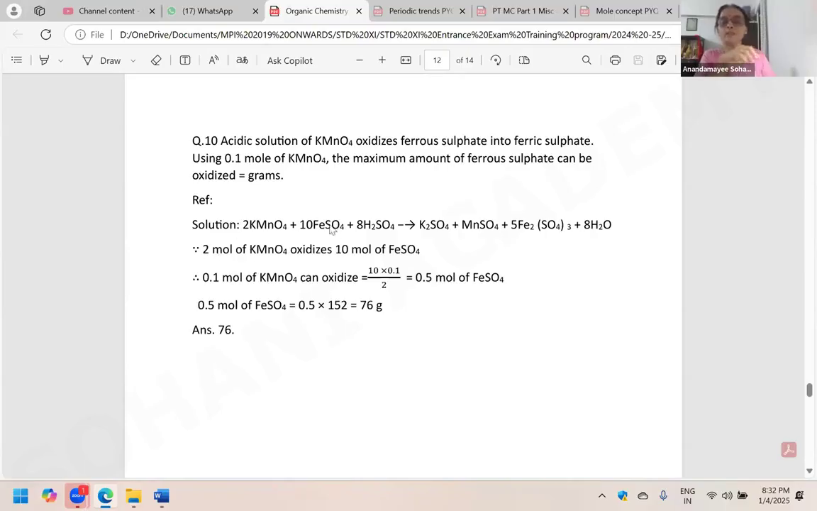Then once you know the reaction, it is simple stoichiometry. 2 moles of KMnO4 uses 10 moles of FeSO4. 0.1 mole of KMnO4 uses how much? Just compute, it is 0.5 mole of FeSO4. Find the molar mass of FeSO4. 0.5 of that is 76. The mathematical part is very easy. This is a combination. So is this a difficult question? I would say no. If you know the reaction, then the maths part is so simple. So everybody should get this question, provided you don't make a mistake, provided you have good memorization, provided you are able to reproduce this reaction.